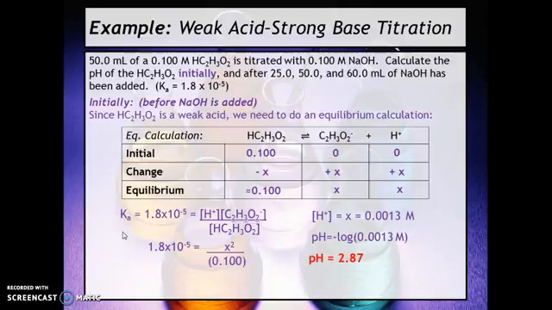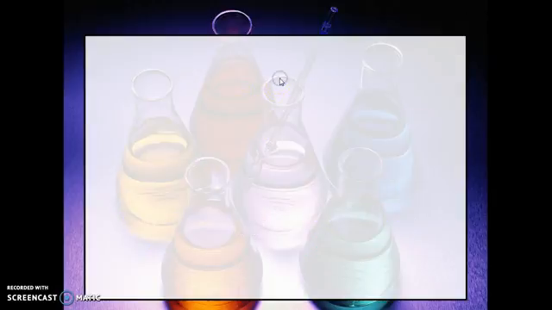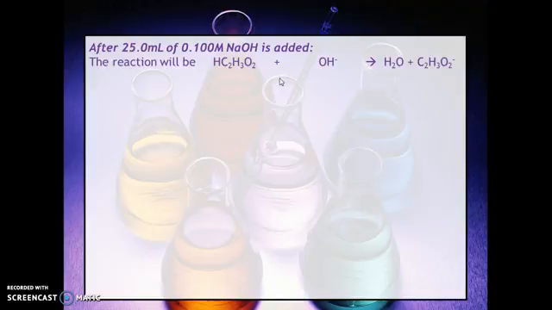There's my initial pH. Now I add 25 milliliters, and let's see what happens. Well, my reaction changed a little. Now I'm taking my acetic acid and I'm putting my hydroxide on the left side. And what I get out is water and some of my acetate ion on the other side.